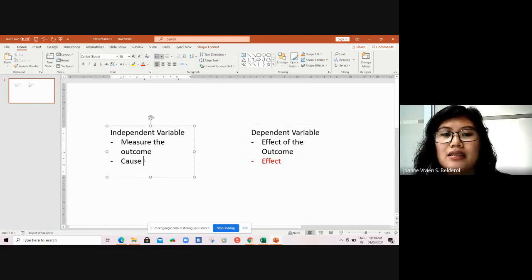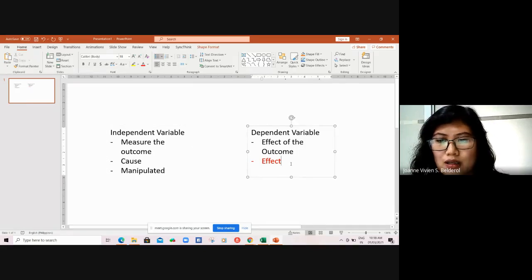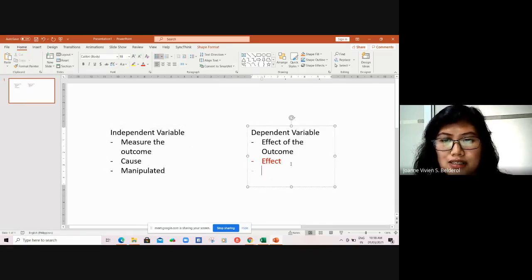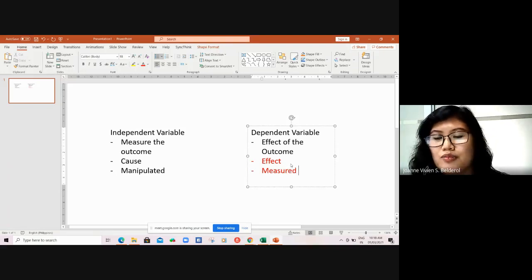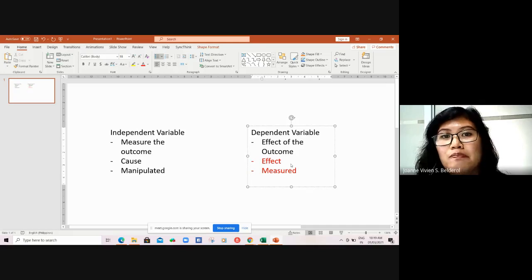Another way of looking at it is that the independent variable is being manipulated, while your dependent variable is the one that is being measured. Now, the independent variable and dependent variable are usually found in experiments because it is only in experiments that we can establish cause and effect. So you usually use the IV and DV whenever you conduct an experiment.